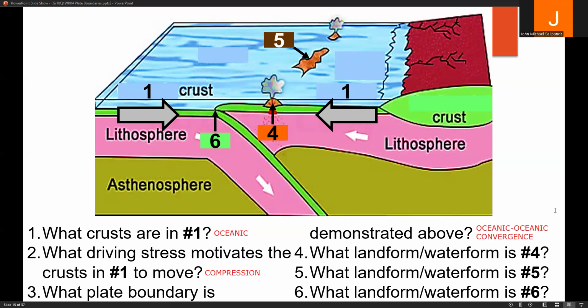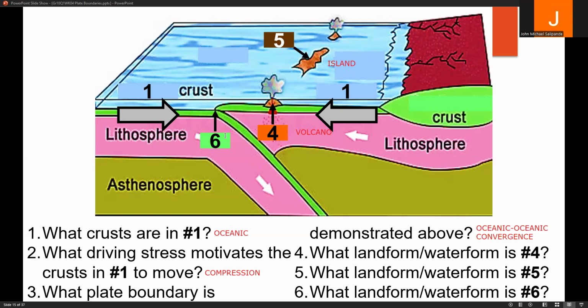Number four. From numbers four to six, we will now identify the geological formations by oceanic convergence. Number four is the most easily identifiable landform, which is obviously a volcano. For number five, it almost resembles a volcano, but since there is no eruption, we can call it an island, because there's no space for the magma to erupt. That's why it's only an island, not a volcano.